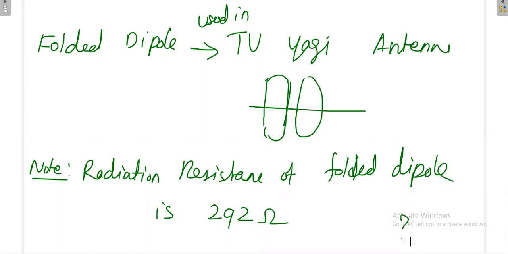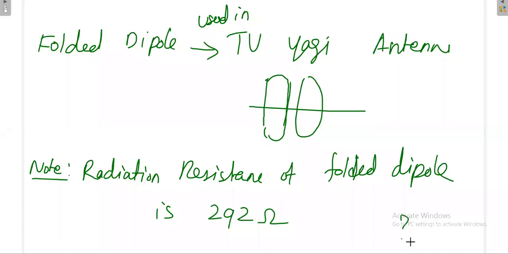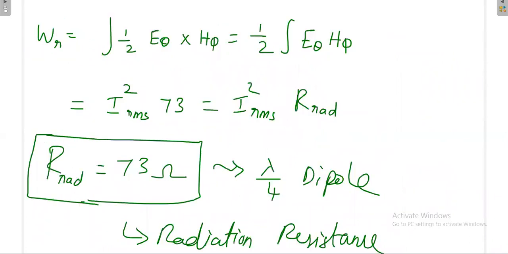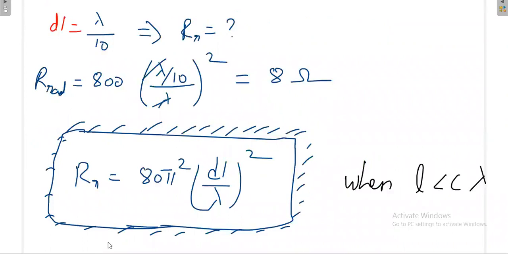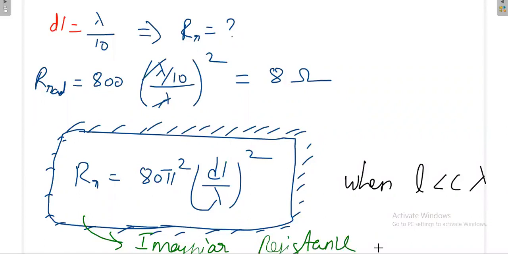Sir, one doubt, sir. Physical resistance, it is an imaginary resistance? Radiation resistance will not be there physically in the antenna anywhere. Do you understand what I am saying? Radiation resistance is not a physical resistance. It is a fictitious or imaginary resistance. Radiation resistance is not a physical resistance, it is an imaginary resistance. Then why are we using this imaginary resistance? That is the question that will come to us.